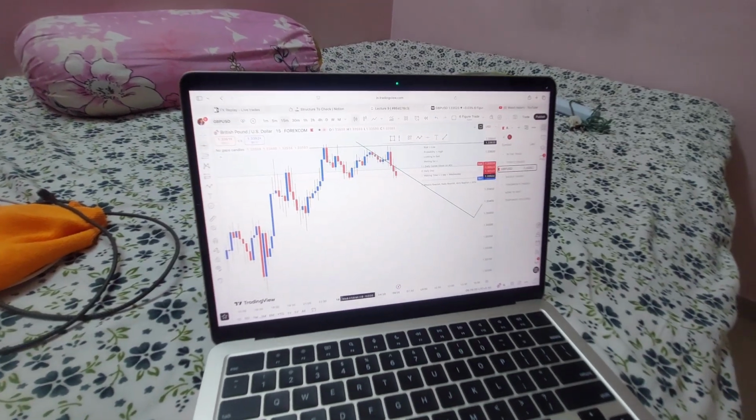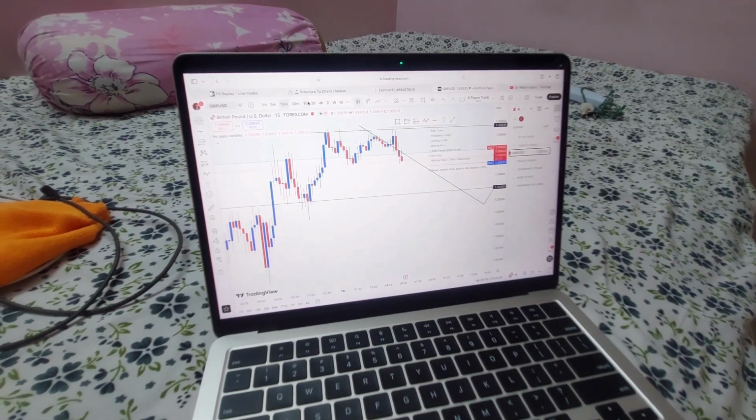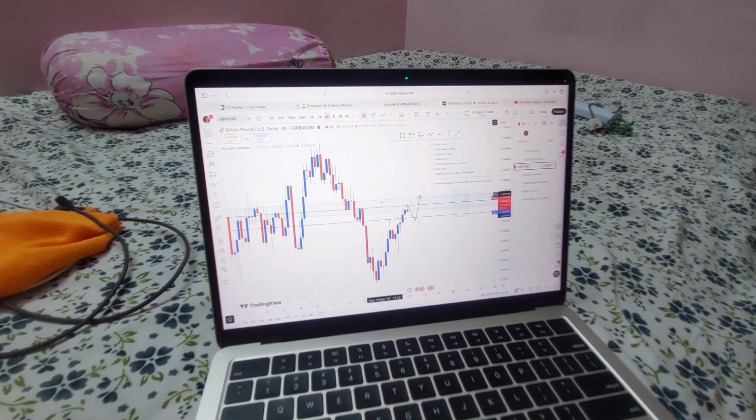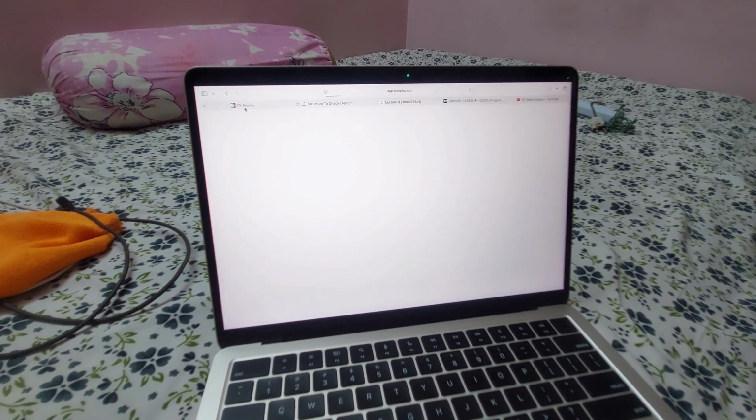This shift of structure is not valid until it closes under this line. But am I going to take this trade? The question is, am I going to take this trade? I will not take this trade, because while I'm doing backtesting, whenever the 4 hours wicks into the lower high of the 4 hours, or even a daily wick into the lower high, it doesn't look good to me. It tends to do loss rather than profit.